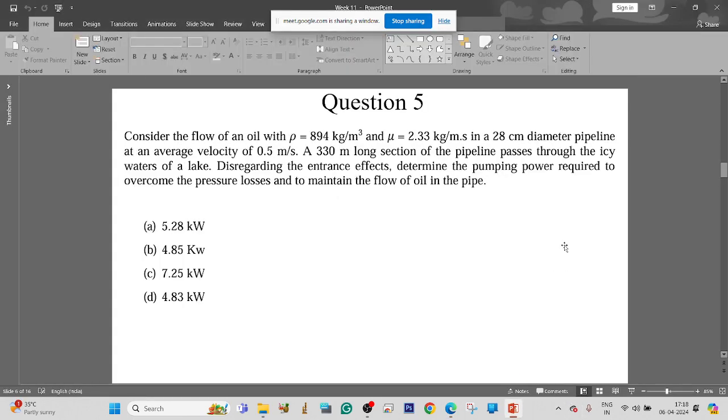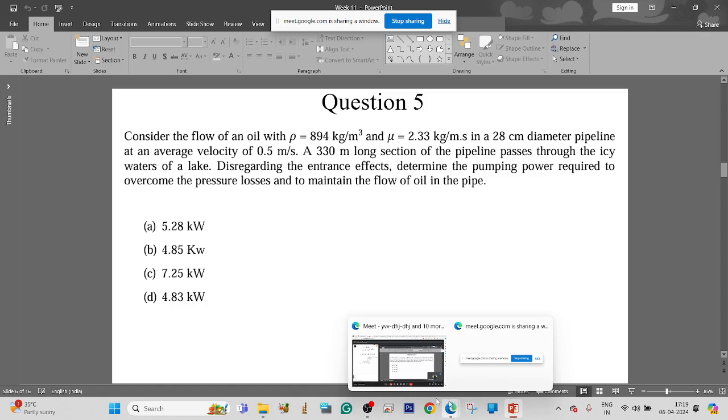A flow of oil is there, with density and viscosity of the oil given, in a 28 centimeter diameter pipeline at an average velocity that is also given. The length of the pipeline is given. Disregarding the entrance effect, determine the pumping power required to overcome the pressure losses to maintain the flow of the oil. Disregarding the entrance effect, we can consider it as a fully developed, laminar and incompressible flow, right? So assuming that, find the power. I'll give you 2 minutes for this.